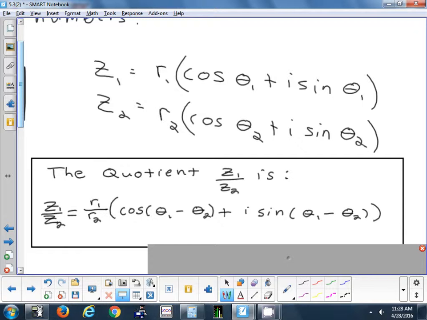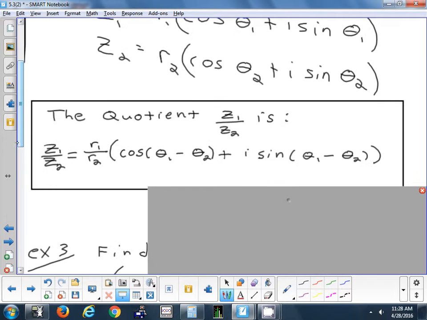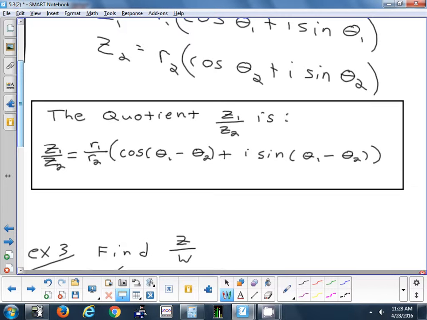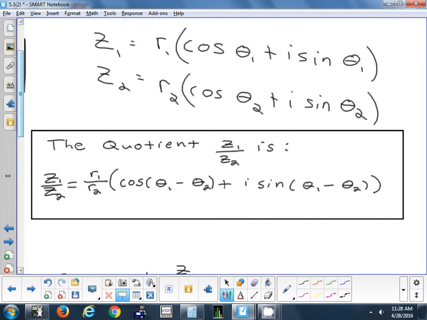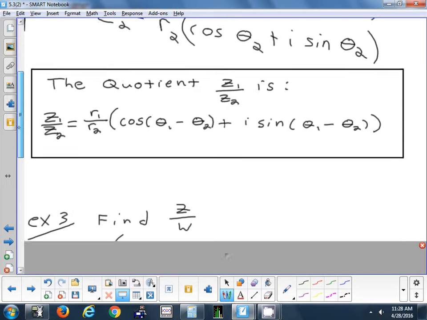Okay, and on the test, you'll have, I think it's one of each. One multiply in polar, one divide in polar. Okay, we're going to do a divide in polar right now. Does everybody have the Z1, Z2 above it, the box?